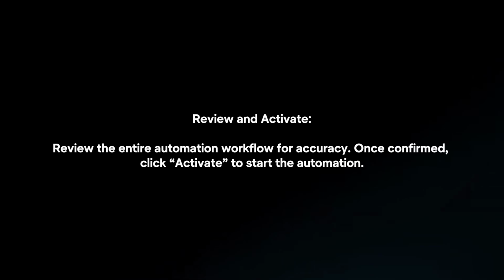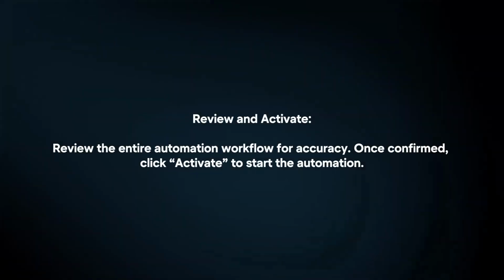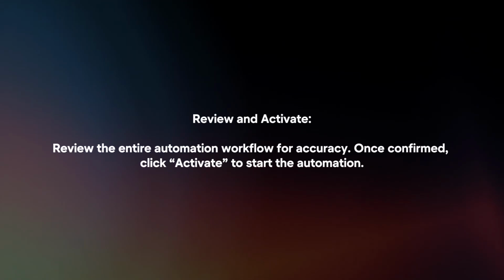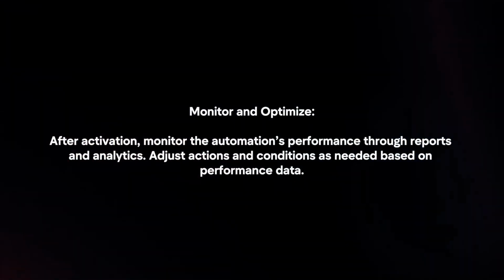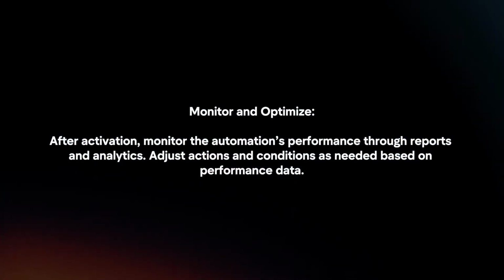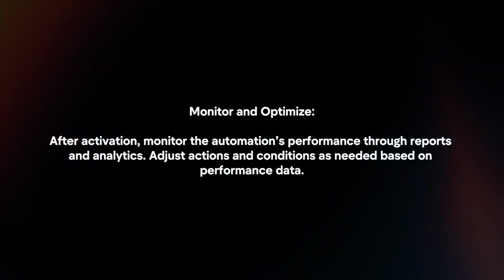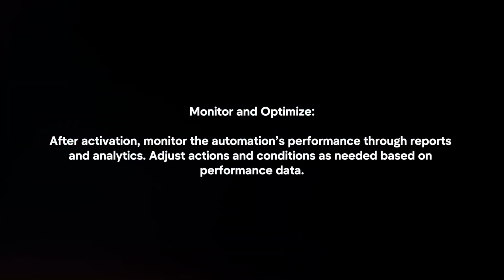Review and activate. Review the entire automation workflow for accuracy. Once confirmed, click Activate to start the automation. Monitor and optimize. After activation, monitor the automation's performance through reports and analytics. Adjust actions and conditions as needed based on performance data.